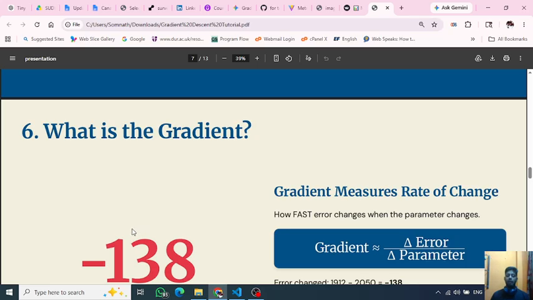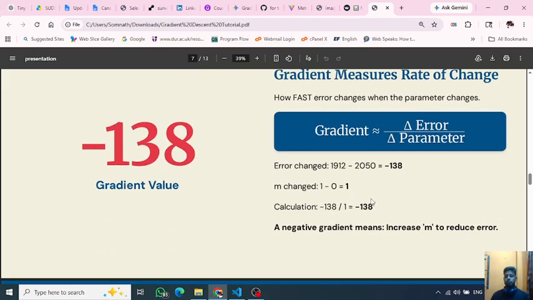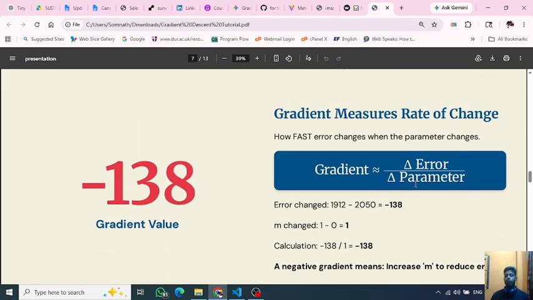So what is gradient? How do we calculate gradient? Actually, gradient measures the rate of change: how fast the error changes when the parameter changes. So gradient is kind of equal to the change in error divided by the change in parameter. This is the equation.